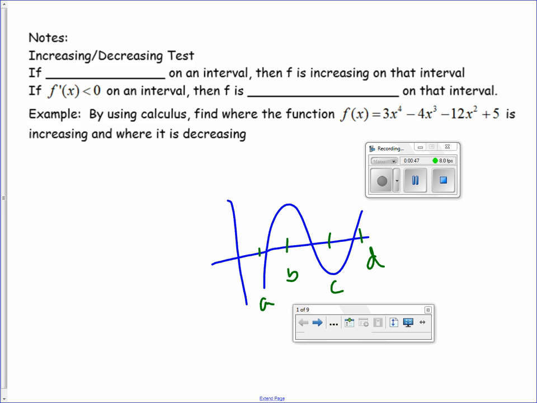So if the derivative is positive on an interval, then f is increasing. That's our first blank. So I'm writing f prime of x is greater than 0. That just means f prime is positive. If f prime is less than 0, what's another word for that? Negative. Then f is decreasing.